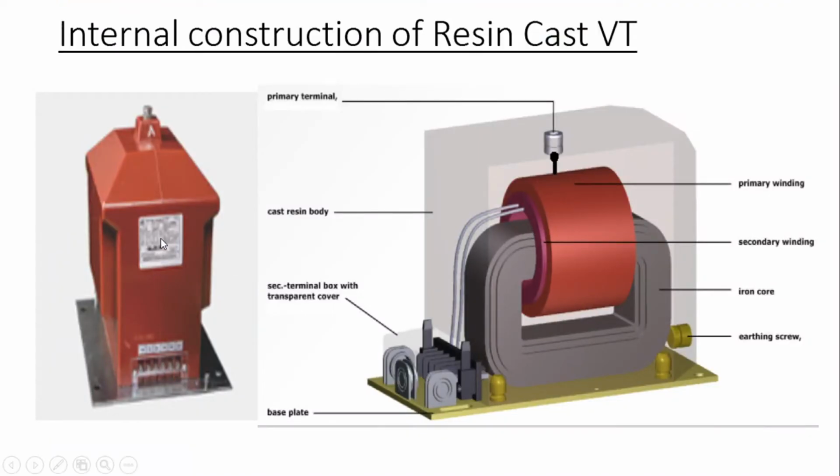Now we will see the internal construction of resin cast VT. In this VT, this is the terminal of the primary winding, that is, of the high voltage winding. This is the terminal cover, and inside this cover there are the secondary low voltage terminals and the other end terminal of the primary winding. This is the core, generally made of cold rolled grain oriented silicon steel. In short, it is called CRGO silicon steel. On this CRGO core, the primary and secondary windings are wound coaxially.